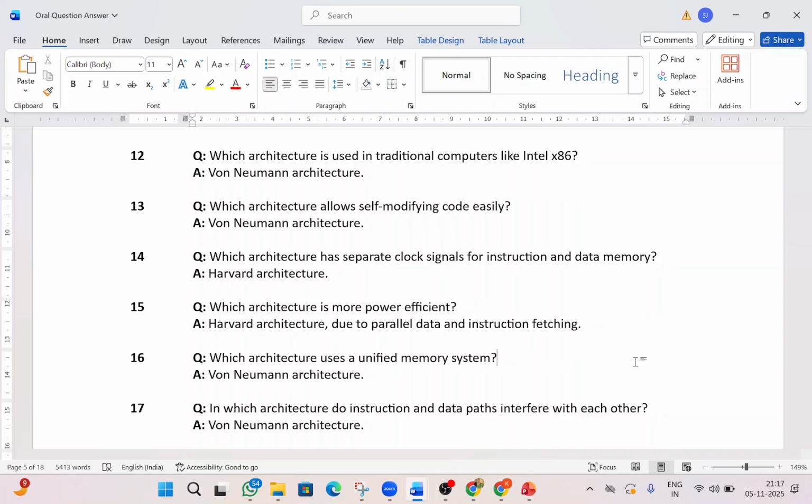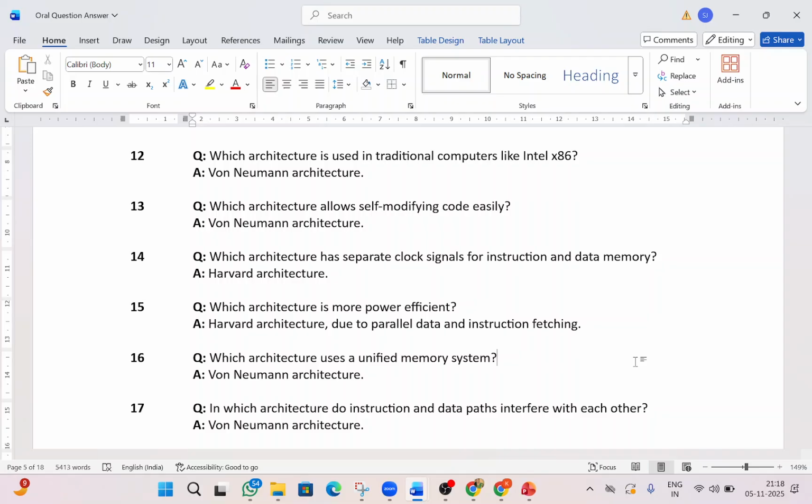Okay. Question number 16. Which architecture uses a unified memory system? The answer is the von Neumann architecture. Both code and data are stored in the same memory block, accessed through a single address space. So the answer is the von Neumann architecture.